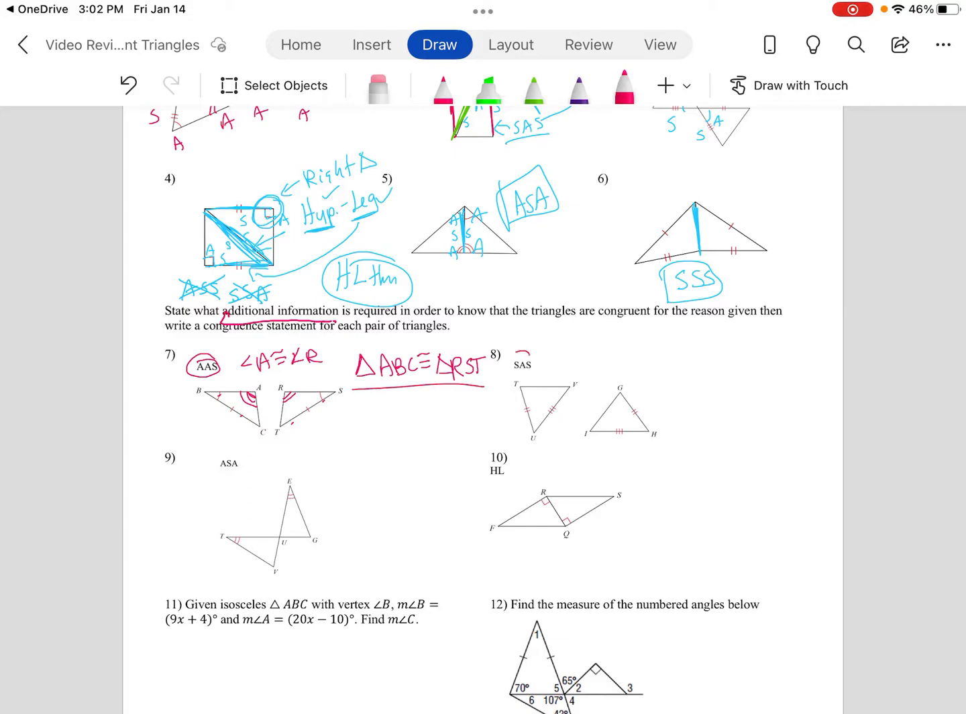This next one, to be side, angle, side, the angle has to be between the sides, so it would have to be angle U is congruent to angle H, and my congruent statement would be triangle TUV is congruent to triangle, while T is at the end with the double and so that's got to be congruent to G. U is congruent to H, and I is congruent to V. So there we go. Those are our two parts.